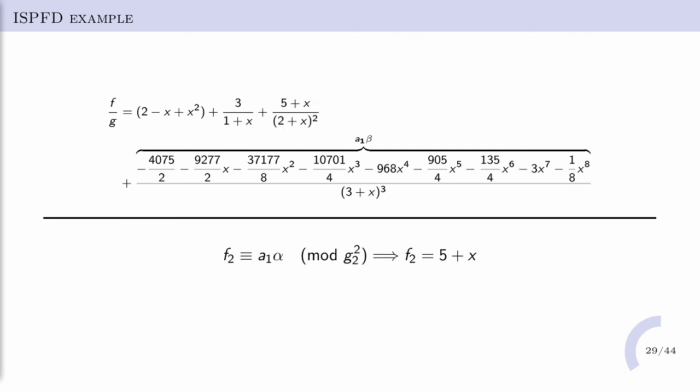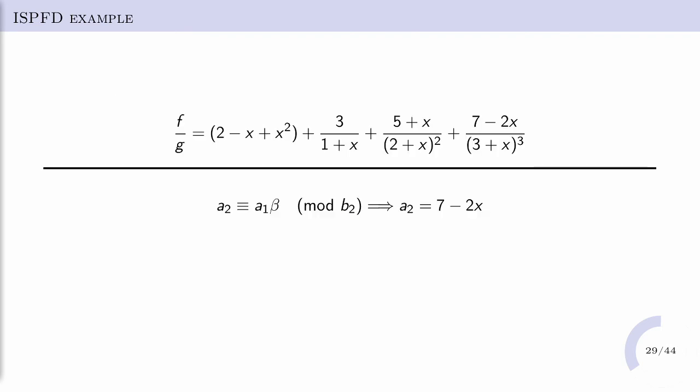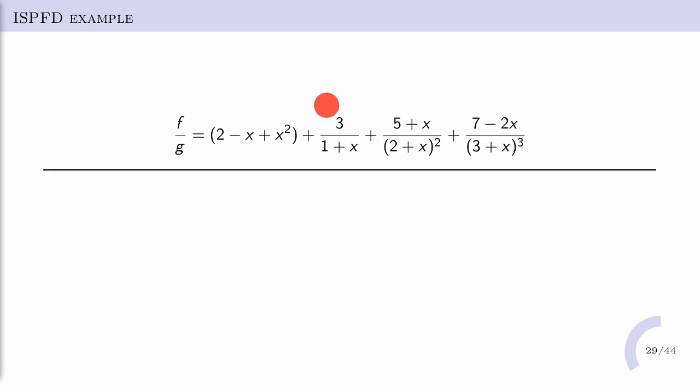And the remainder of this over this is 7 minus 2x. So all in all, we get this expression. So we finally have computed the incomplete square-free partial fraction decomposition of our original rational function. Our original rational function was quite complicated, and we substantially simplified it into a sum of much simpler rational functions.